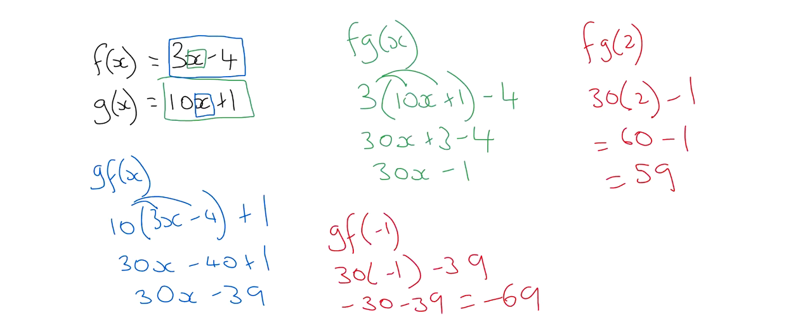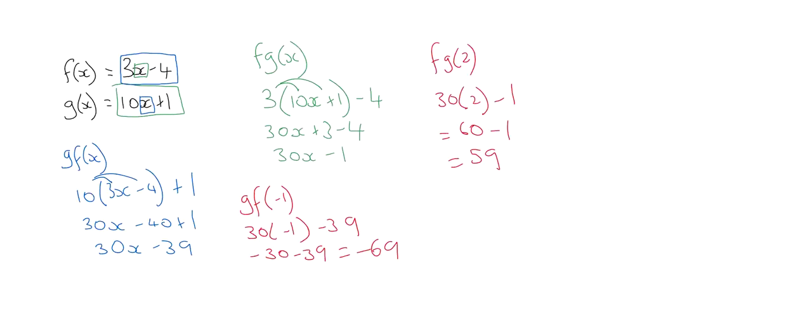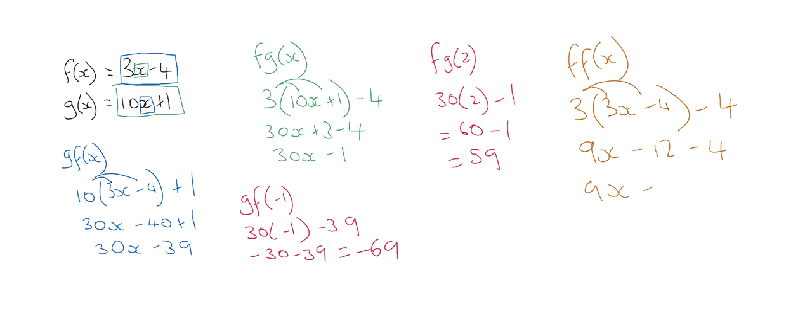There's one, actually, I might do one more thing on this page before I get rid of it. Let's pick another color. Let's just zoom out for a second so I've got some more room. I can also do something like f of f of x. You can put a function inside itself. So I've got 3, and instead of x, I'm going to put the whole function in there, and then I've still got minus 4. Right, so you can put something inside itself, which feels like cannibalism, but anyway. So we've got 9x minus 12 minus 4, 9x minus 16, okay?